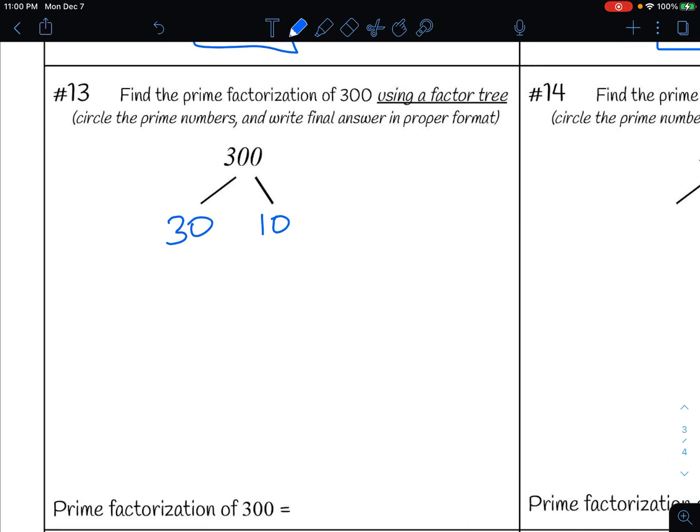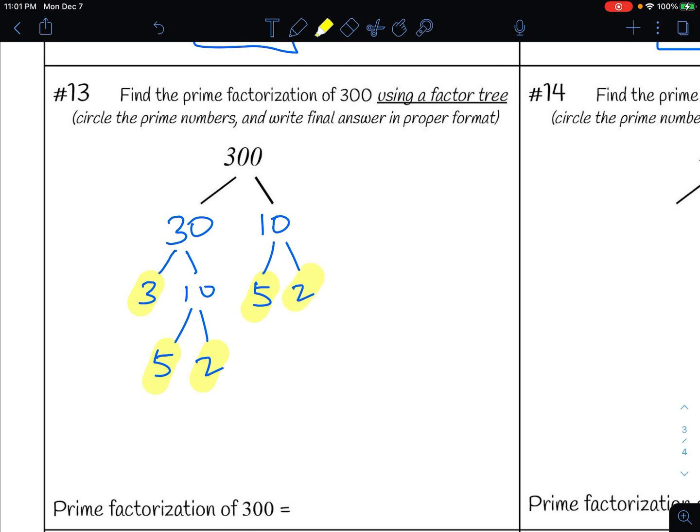And then from 30 and 10, I can break 30 down into 3 and 10. And 3 is prime. You can circle that, or you can mark it off. I'm just going to do it that way. I think it looks nicer. But I think it's a good idea to circle it as soon as you find a prime. 10 can be broken down into 5 and 2, and both 5 and 2 are prime numbers. Go ahead and mark them off. Let's see, 10, again, we have 5 and we have 2. Those are both prime, so we're going to mark those off, and I think that's it.